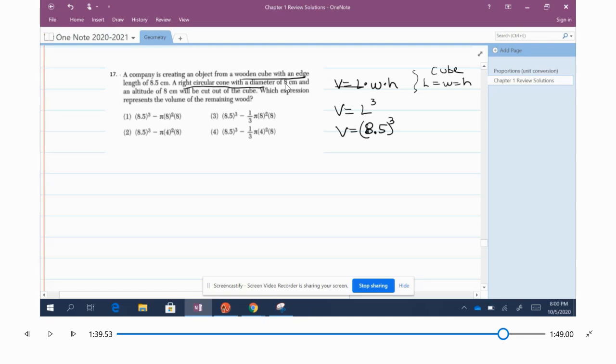Diameter of 8 centimeters. So that choice basically did not change the diameter to radius. So we know it's choice 4. That's 1/3 pi r squared h.